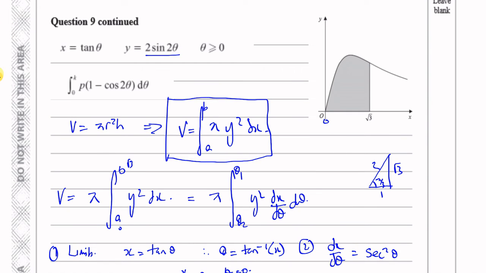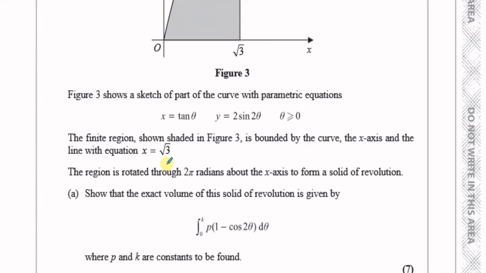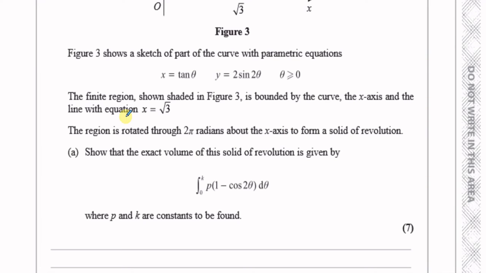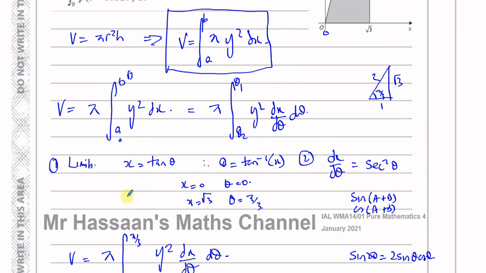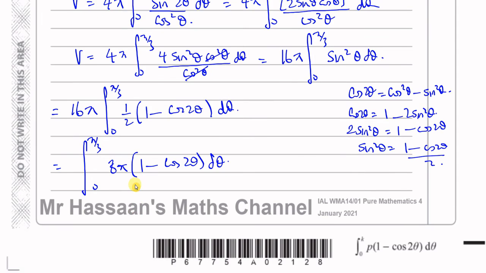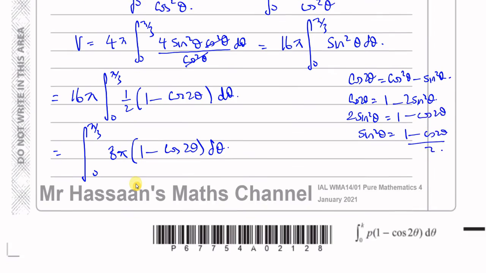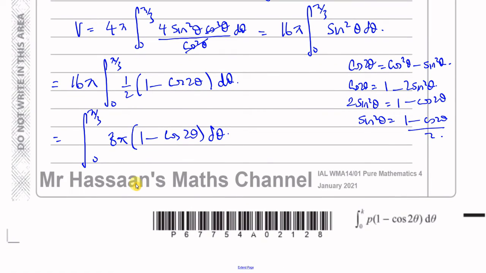Let's go back to the actual question. It says where P and K are constants to be found. That's fine. Now you can see that P is 8 pi. So we can say therefore P is 8 pi and K is pi over 3. So there we have the answer to part A.